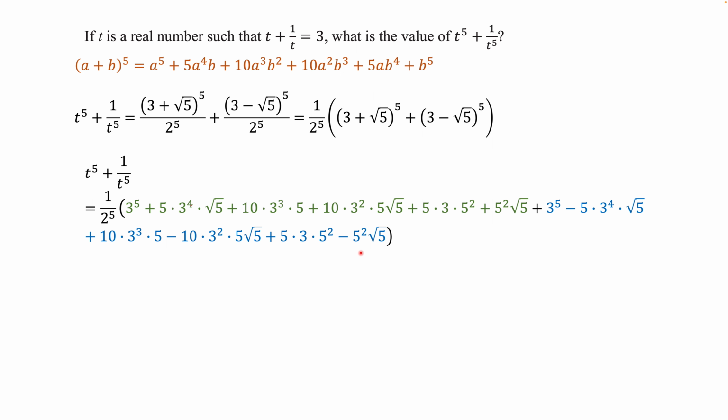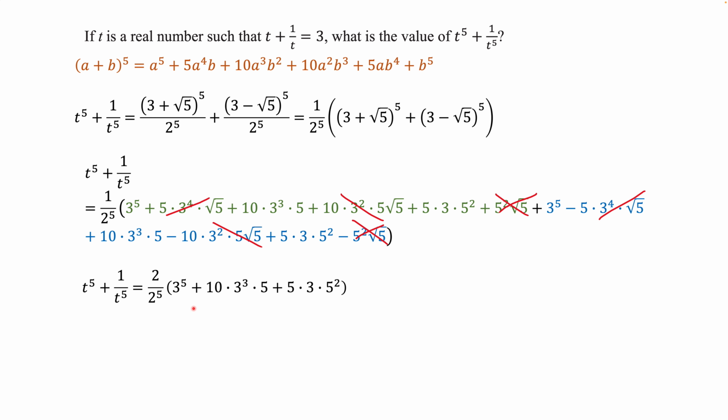They're the same. And the last one, 5 squared times square root of 5 with plus and with minus. So terms with plus and minus, they cancel out. The other terms, we basically see twice. So we see these three terms twice, that's why there are two.